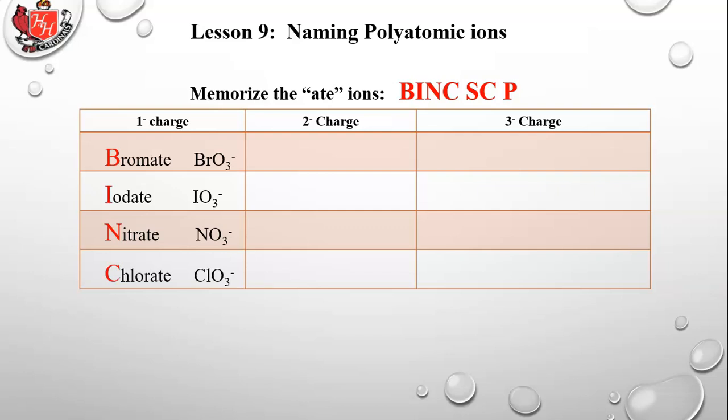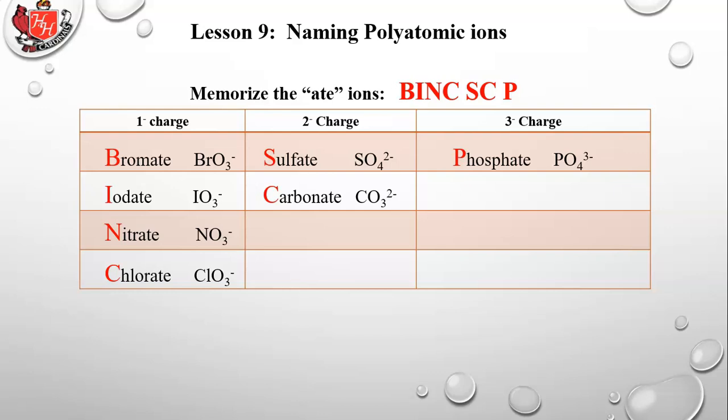The next column is going to be 2- charges. They're going to have 2 extra electrons. That's sulfate, SO4 2-, and carbonate, CO3 2-. And finally, there's one that has a 3- charge. That means 3 extra electrons, and that's phosphate, PO4 3-. You should memorize these, okay?